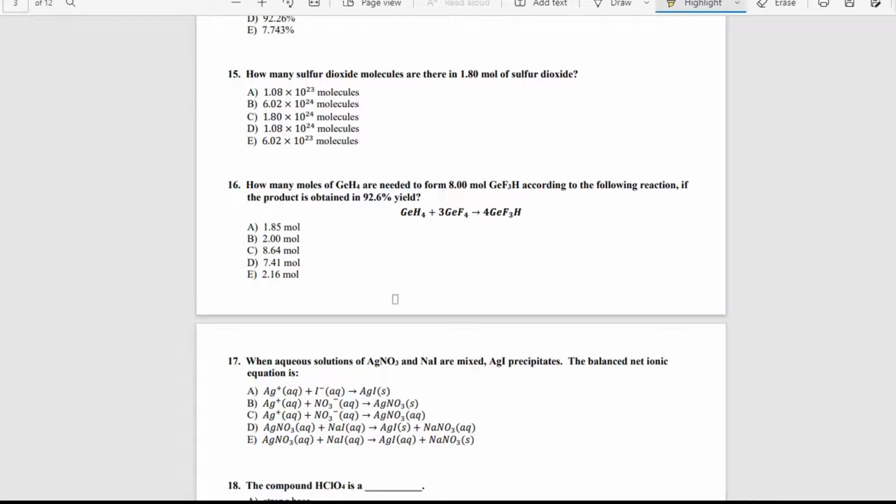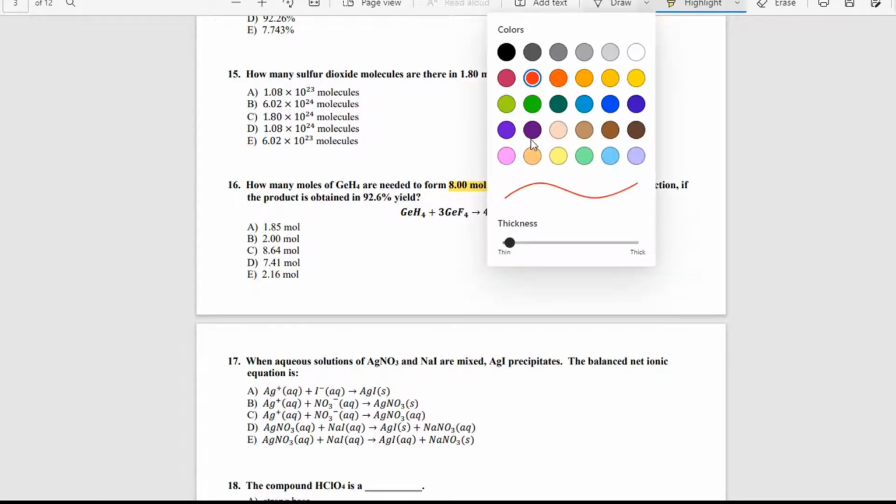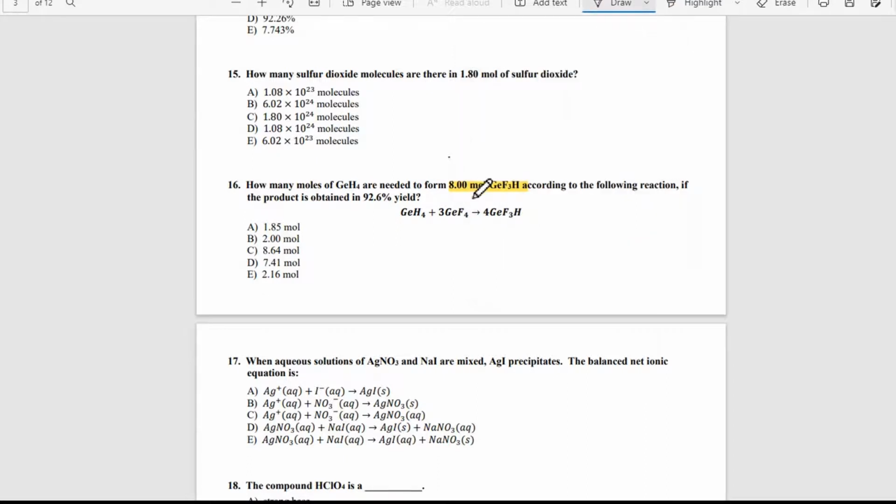Now, GeF3H, this is how much I want to get. This is the amount. You have to recognize that if I need to form this, and I know that I'm not getting 100% product, I have to take that into account. This is what you might be referring to as your actual yield. This is the actual amount that I want to get out of this. Because it says how many moles of GeH4 are needed to form this amount.